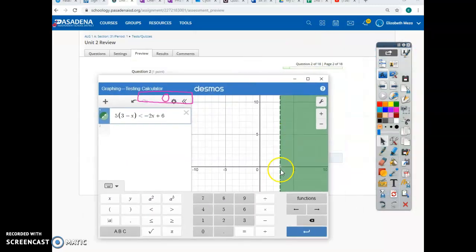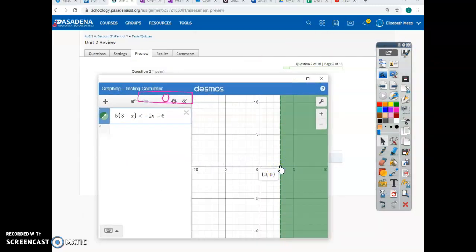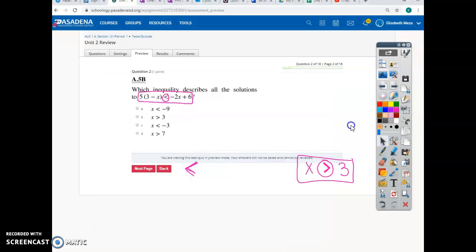Okay, so this is what it looks like, and it crosses at 3, and it goes this way. Okay, so this is the symbol I'm going to use. It's at 3, so it's x greater than 3. Do you understand that? If it's shading to the right, this is the symbol I'm using. If it's shading to the left, I'm going to use that symbol. It's like arrows. Okay? Hopefully that will help you. So pick the answer, and let's move on. Let's go to problem number 3.